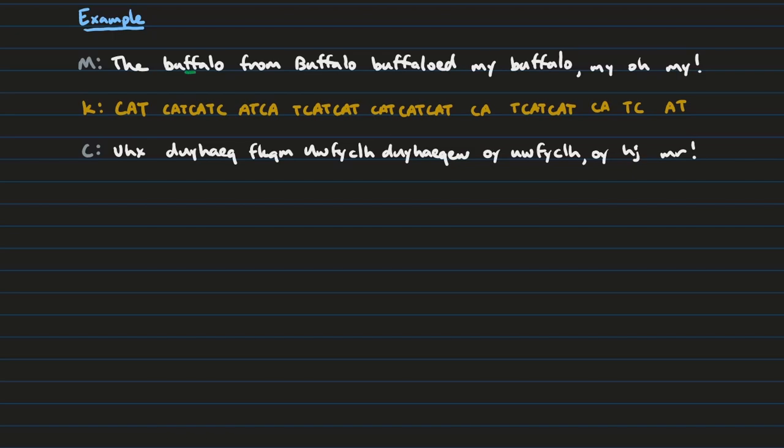Take a closer look at the letter F in the plaintext, in buffalo and buffalo and buffaloed and buffalo. What you notice is that the letter F in the ciphertext is actually represented by three different letters, Y, H, and F, in different combinations. So this is why it's very hard to break using frequency analysis. So the question I pose to you, and you can pause the video here if you'd like to, is what would you do in order to break this?